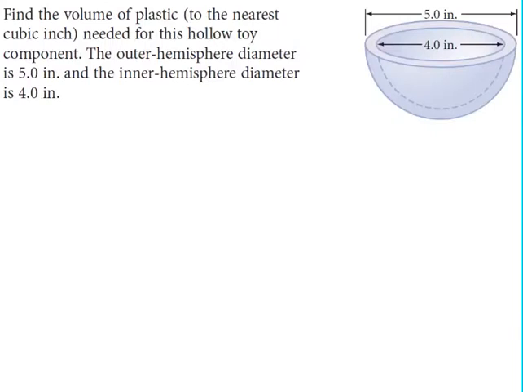All right, let's look at another one. Find the volume of plastic needed for this hollow toy component. The outer hemisphere diameter is 5 inches, and the inner hemisphere diameter is 4 inches. So in order to find this, I'm going to take the volume of the outer minus the volume of the inner. So volume of outer is what I'm going to find first of all.